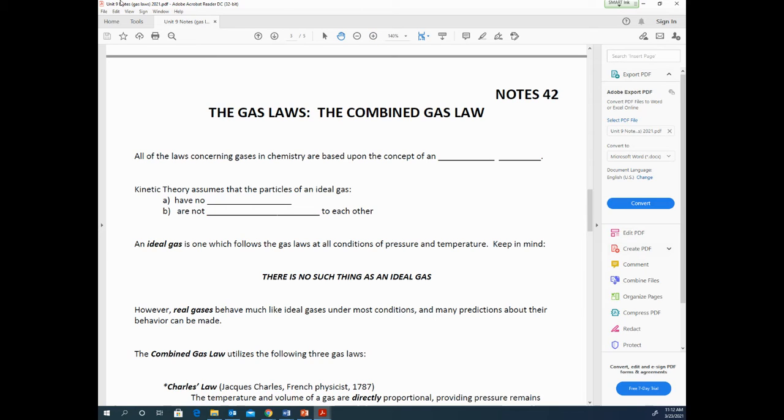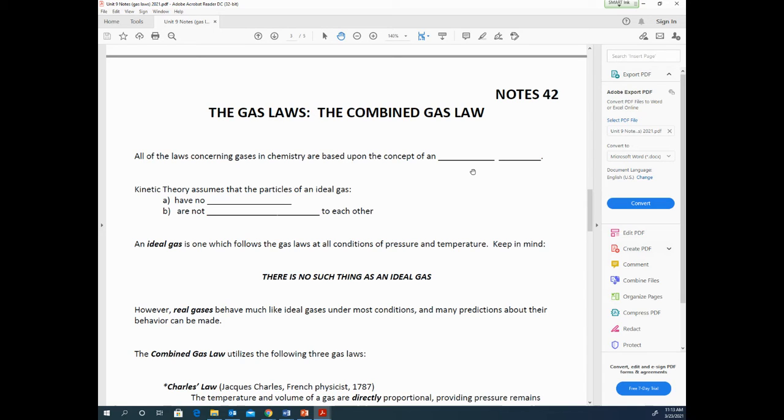So we're going to do notes, just a piece of the gas laws for the combined gas law. We're going to break these notes down. We're actually going to be doing notes 42 for a couple days. We're going to break each part of it down into a little piece and practice each piece along the way. So first off, it says the gas laws, the combined gas law.